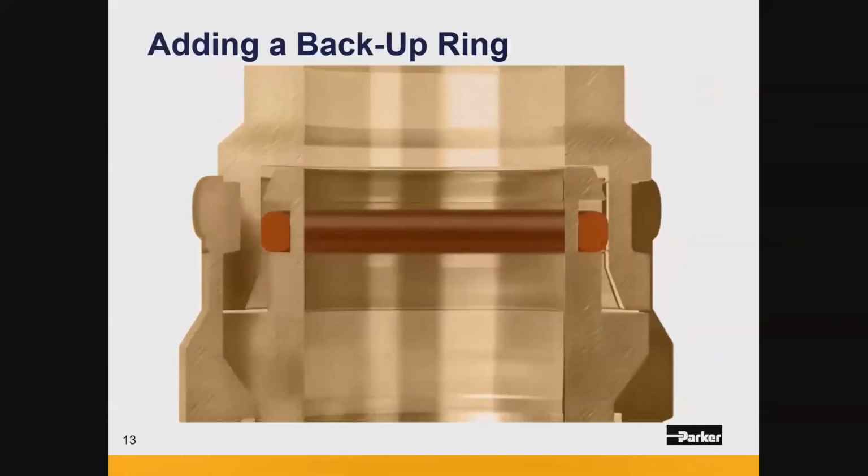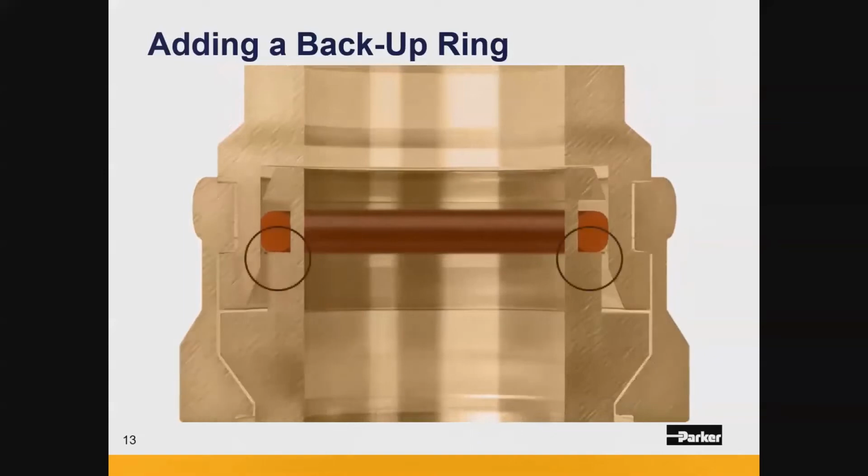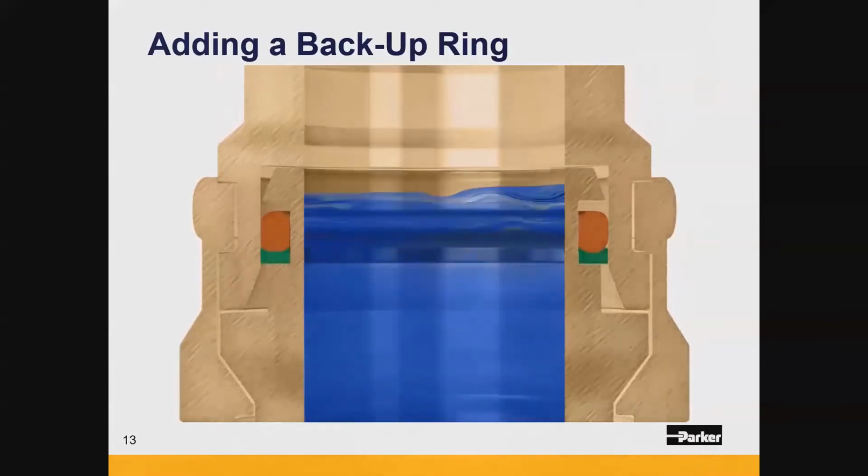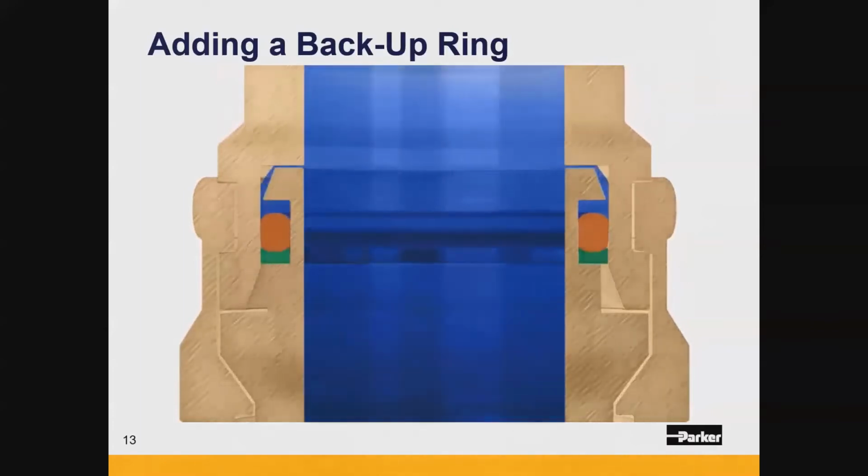However, if the clearance gap cannot be reduced, this animation shows what the introduction of a backup ring would provide. As the system is pressurized, that backup ring is basically blocking off the seal from the clearance gap and preventing it from being able to extrude. The backup ring essentially blocks or even takes the hit for the O-ring, to make sure that it's not separated from the rest of the seal.